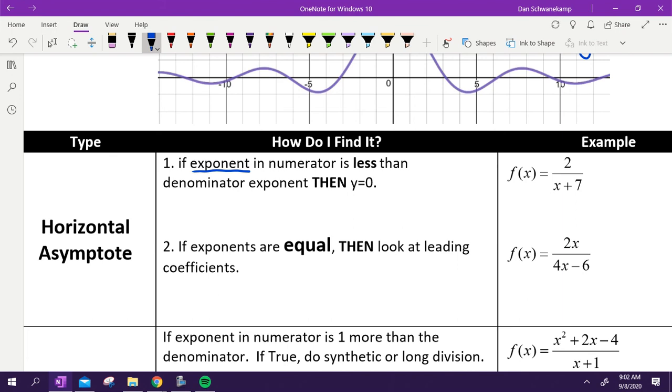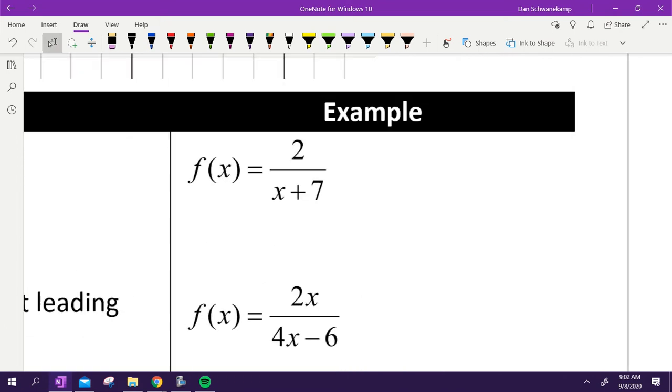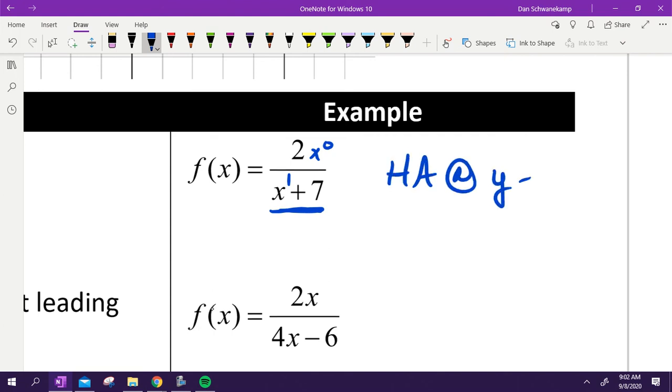If the degree in your numerator is less than your denominator, then we have a horizontal asymptote at y equals 0. That is a thing. For example, looking at this first one, I've got 2 over x plus 7. What is the degree of your numerator? It's 0 because it's like x is 0. What's the degree of your denominator? 1. It's x to the first. So since the degree on bottom is bigger than the top, I have a horizontal asymptote at y equals 0. Okay, horizontal asymptote at y equals 0.